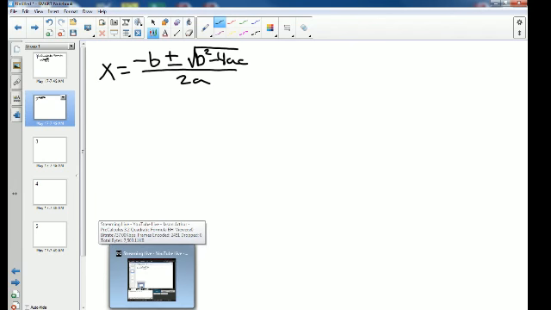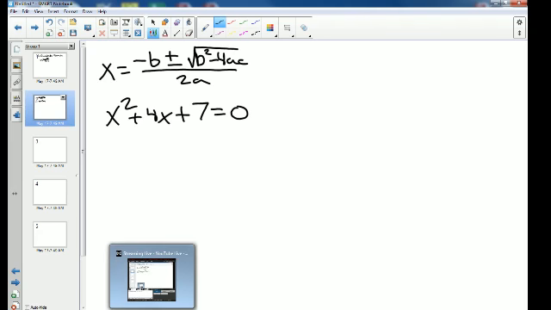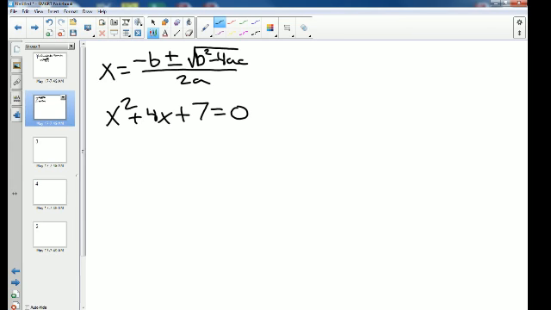So we're going to start with solving x squared plus 4x plus 7 equals 0. What you have to remember is you have to find the a, b, and c, plug them into the equation, simplify, and that's how you get your answer.